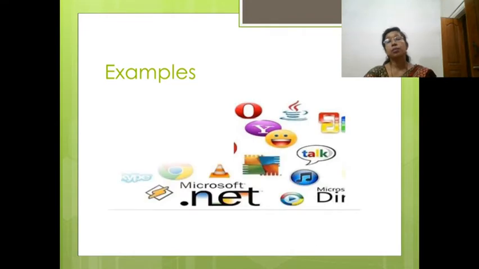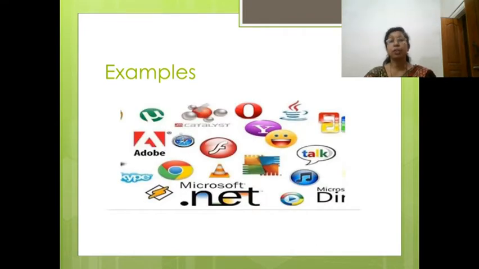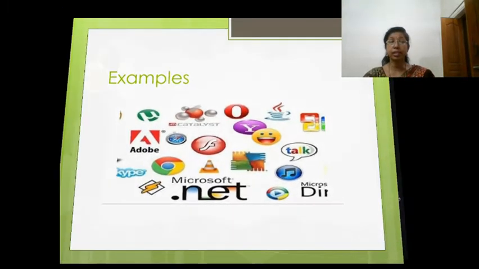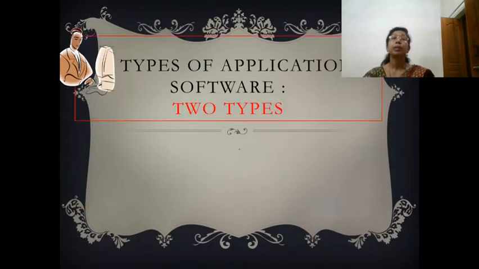Now some of the examples. There are many examples of application software. Word and Paint I already said. Many more examples are there: MS PowerPoint, Adobe. Okay. There are many examples. You can see some of the examples on the screen.